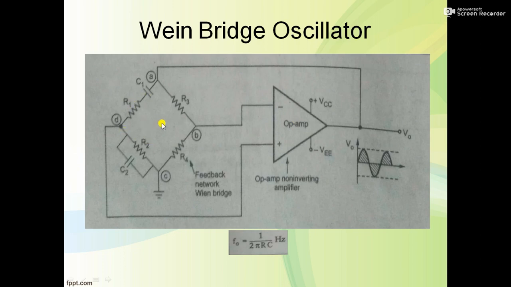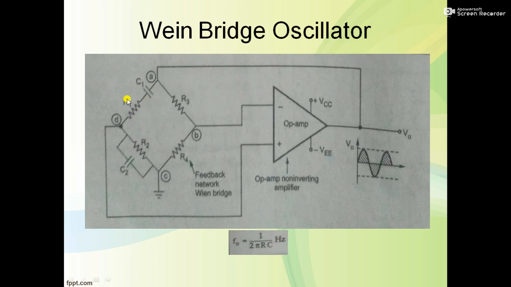And in the bridge circuit, totally there are two very important arms. One is the R1C1 combination, and these R1 and C1 are in series. The second one is R2C2, and these two are in parallel.